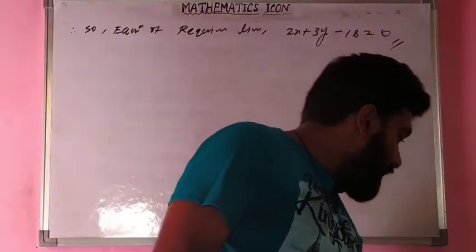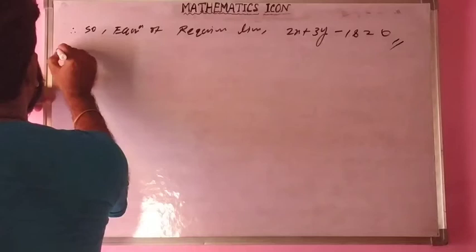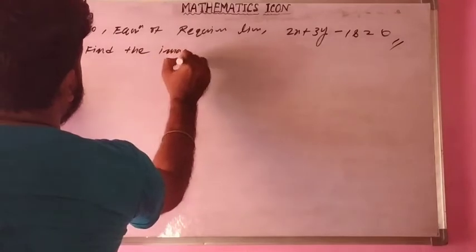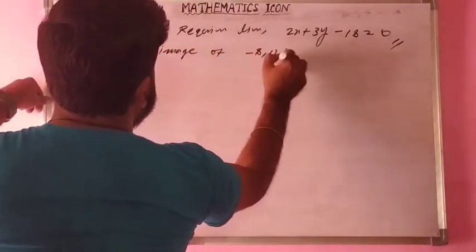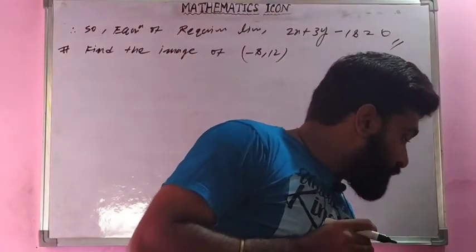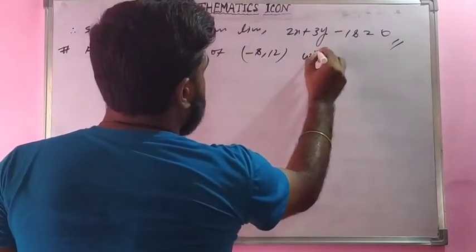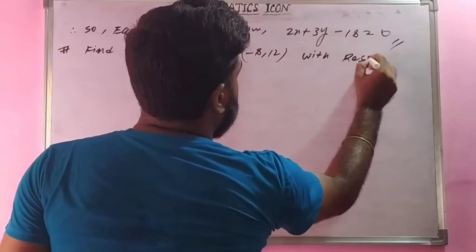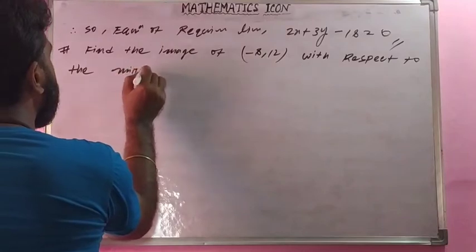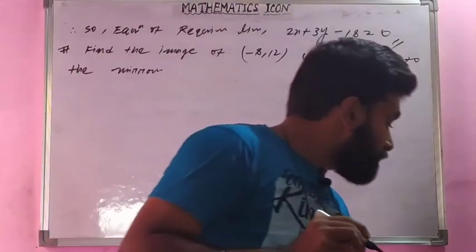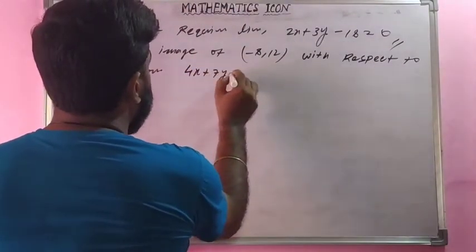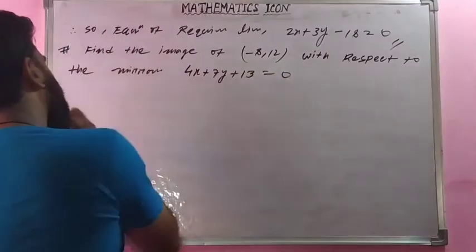So find the image of the point minus 8, 12. Find the image of minus 8, 12 with respect to the mirror 4x plus 7y plus 13 equals 0. Okay?